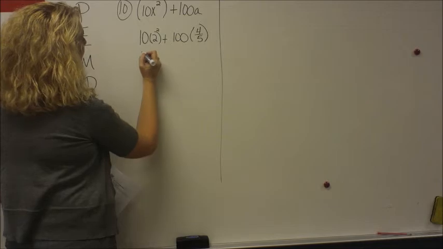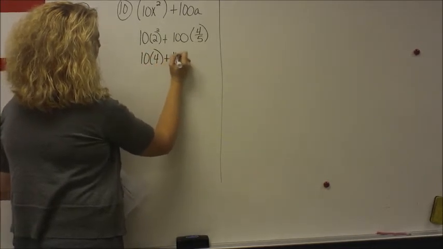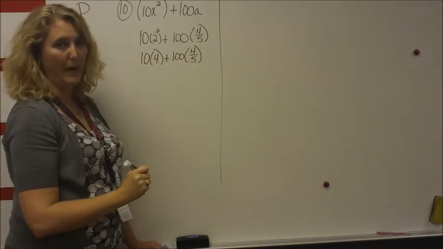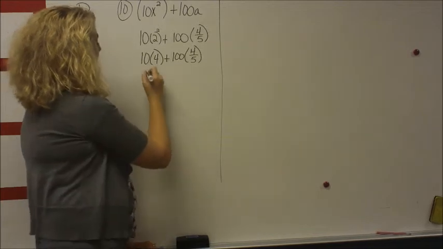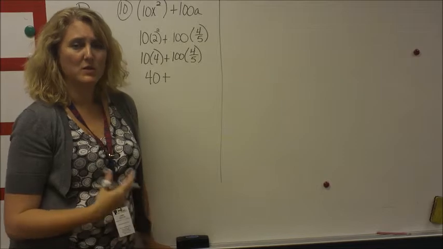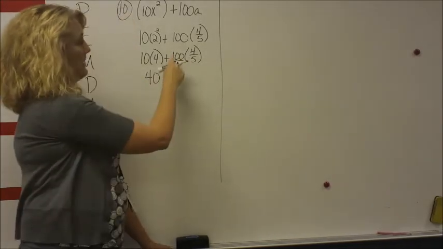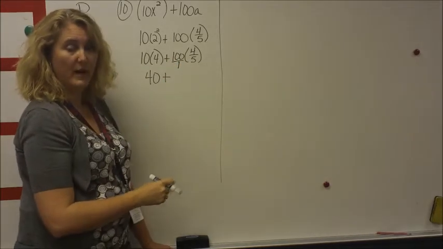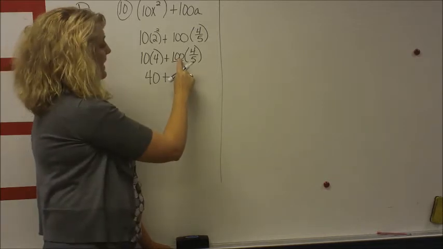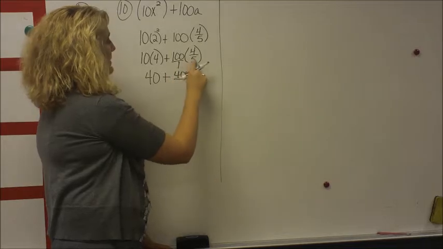2 times 2 is 4, so that's 10 times 4 plus 100 times 4/5. Okay? 10 times 4 is 40. Now I've got to figure out what 4/5 of 100 is. You can do this one of two ways. You can treat this like a fraction times a fraction, right? Where you multiply top times top over bottom times bottom. If I did that, I'd have 100 times 4 is 400, and 1 times 5 is 5.